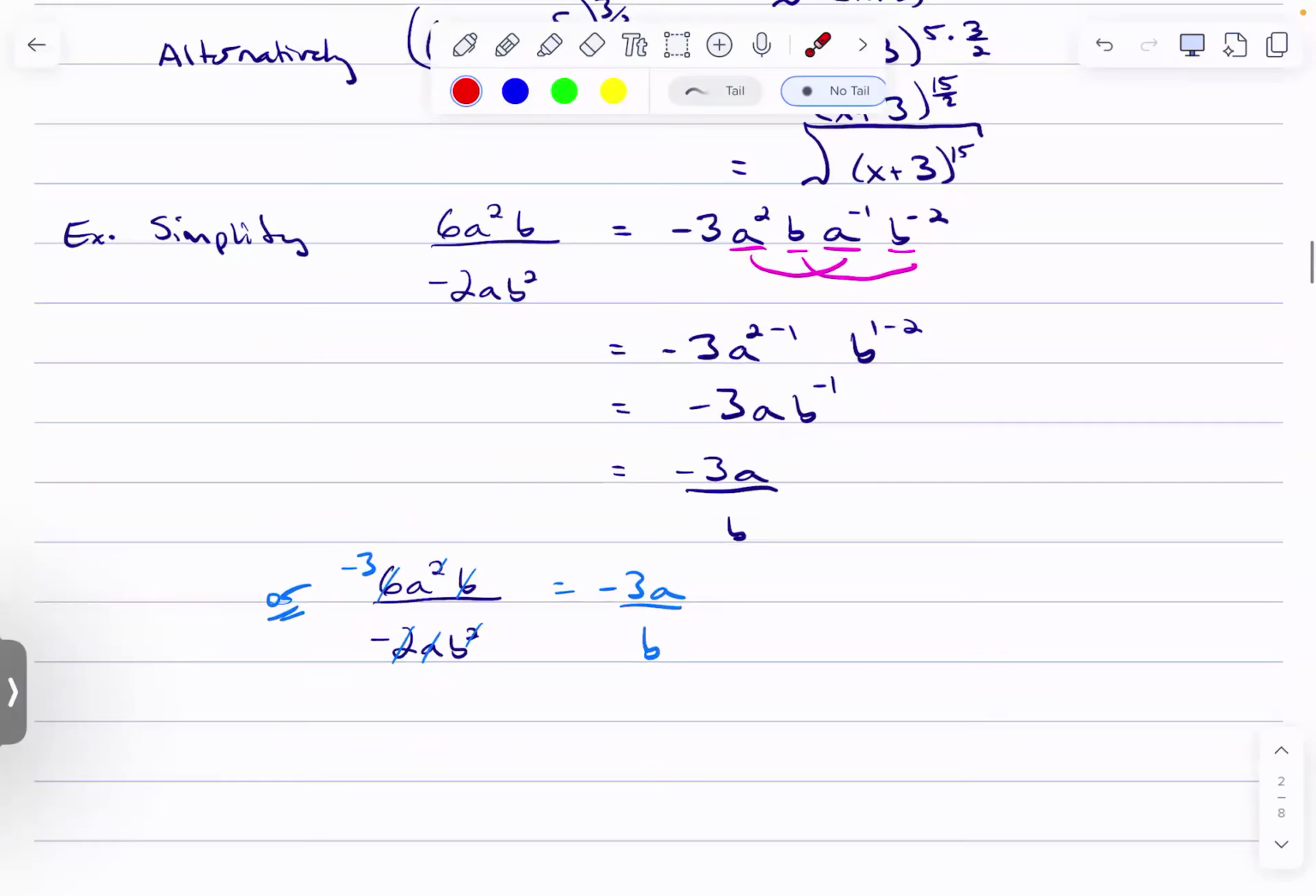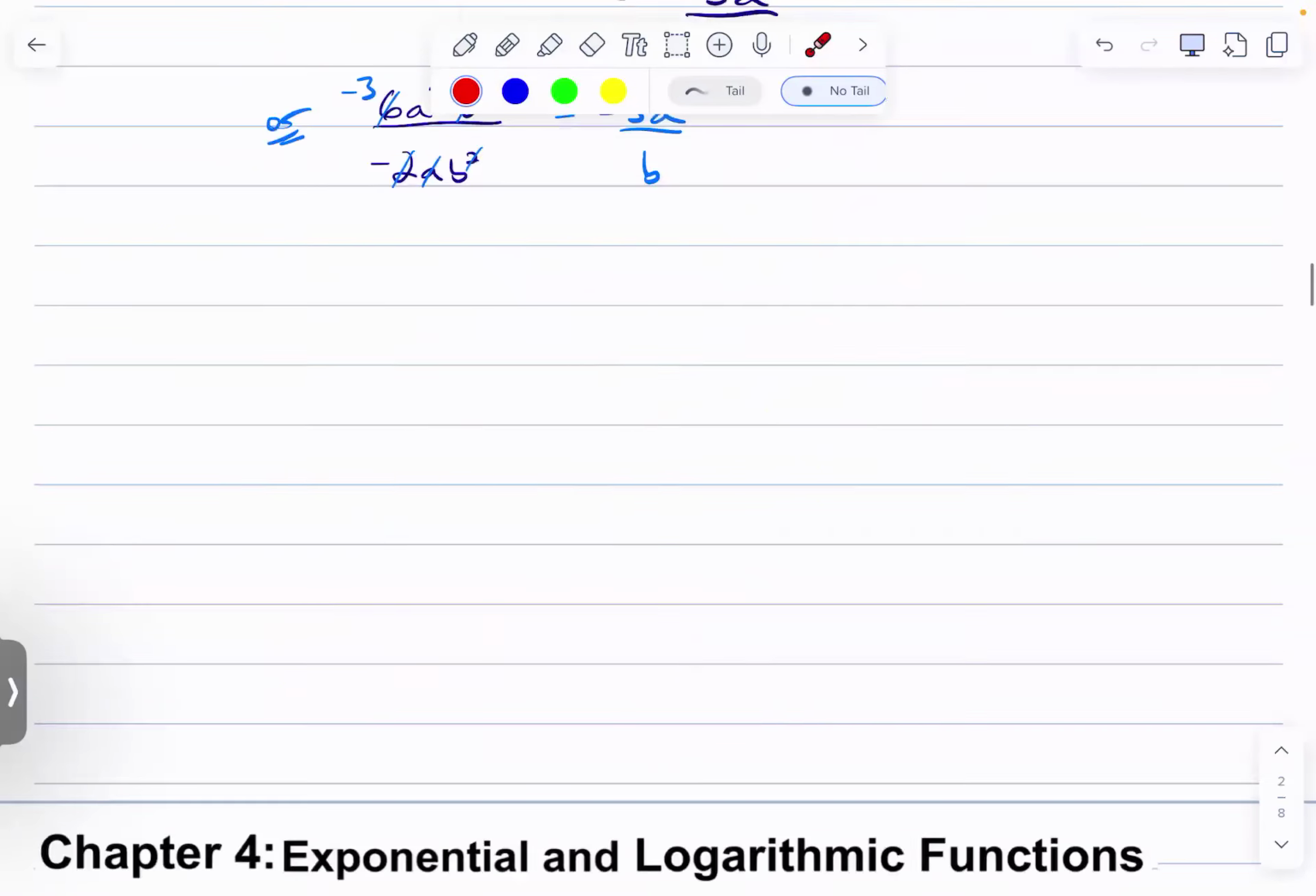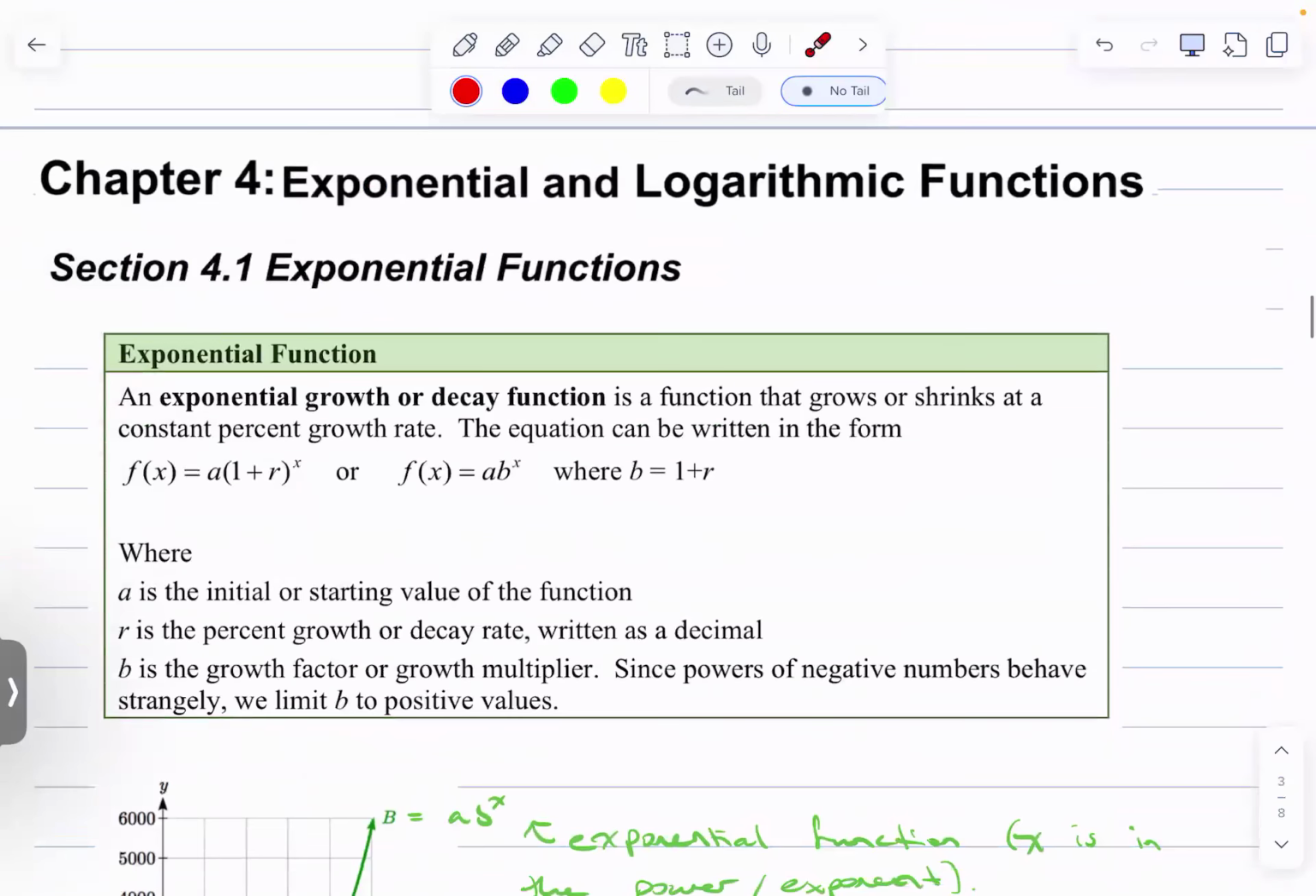Any questions before we actually start the section? The new chapter, I should say. Chapter 4, exponential and logarithmic functions.